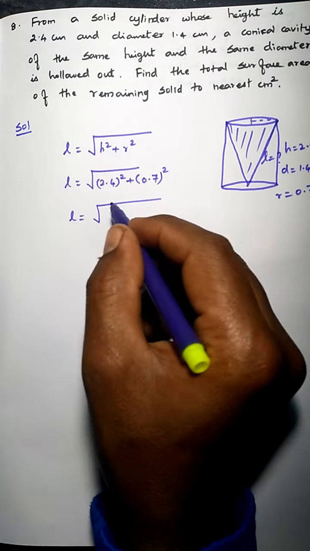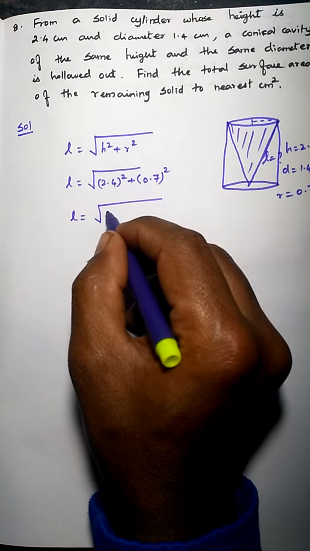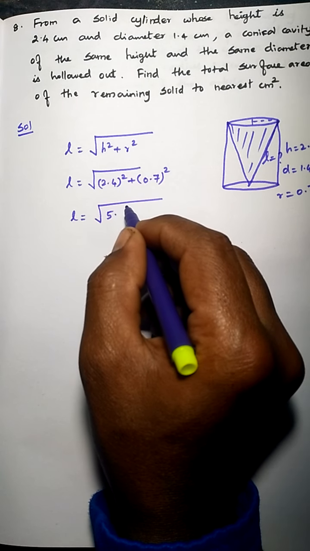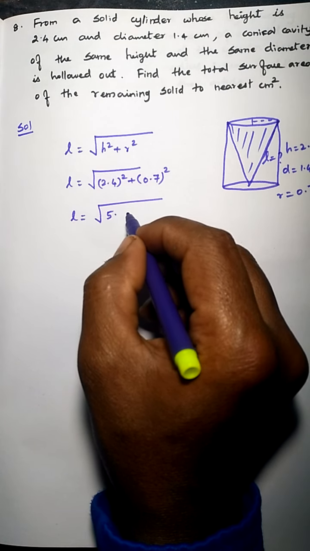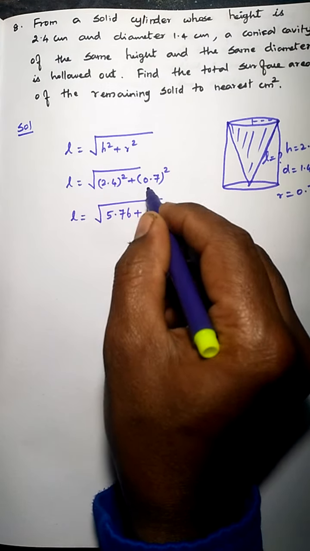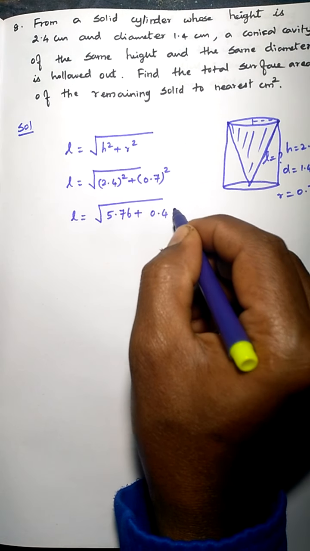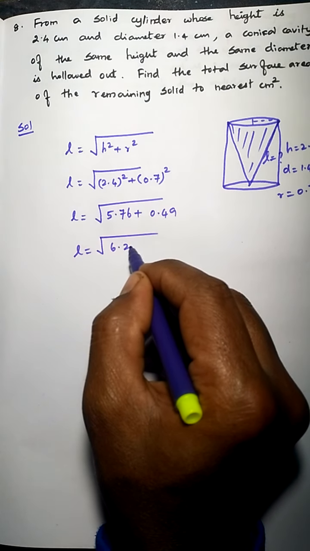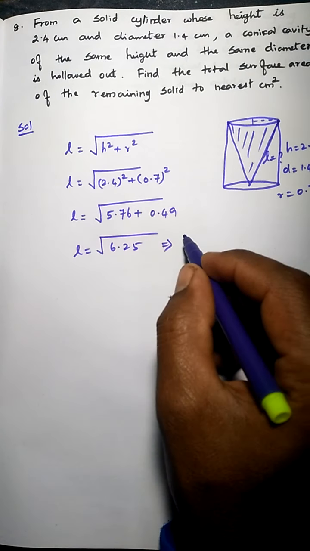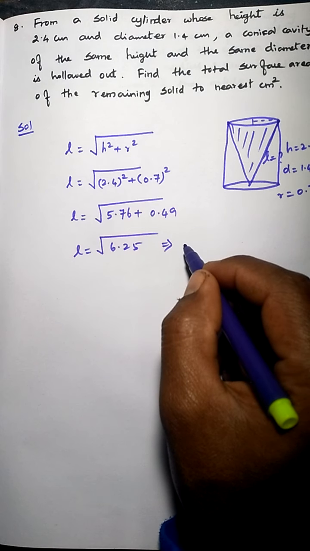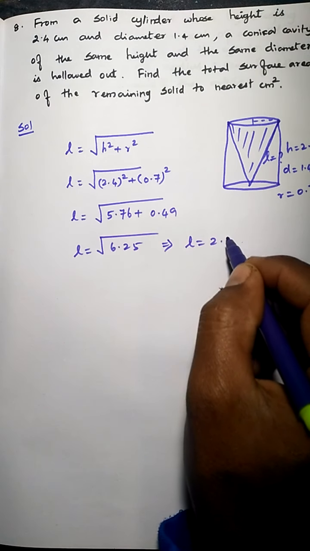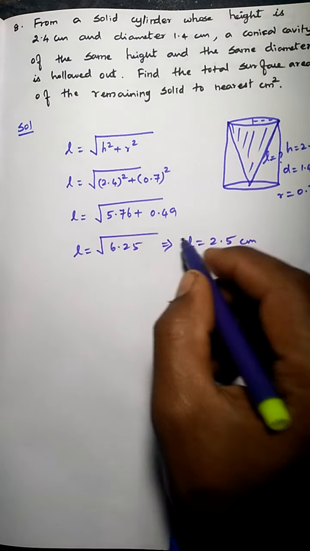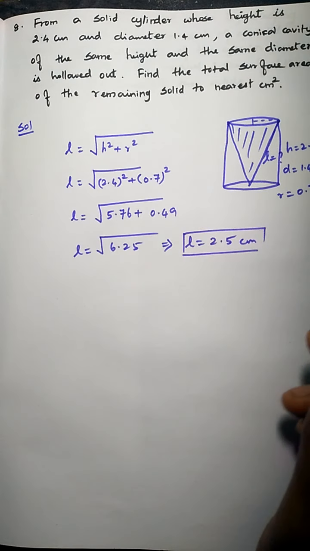So 2.4 squared gives you 5.76. The square of 0.7 gives 0.49. If you add, you will get 6.25. So the square root of 6.25 is 2.5. Then the L value is 2.5 centimeter, which is the slant height.